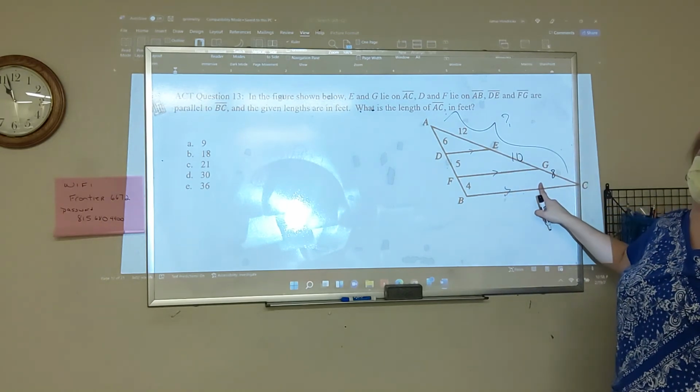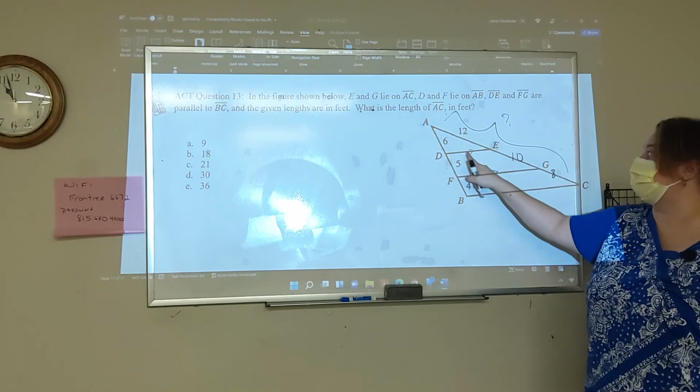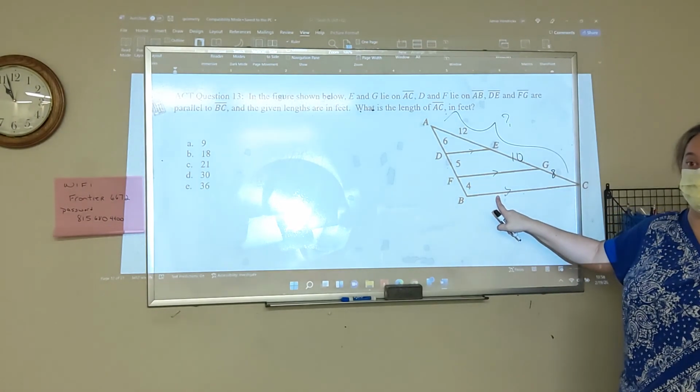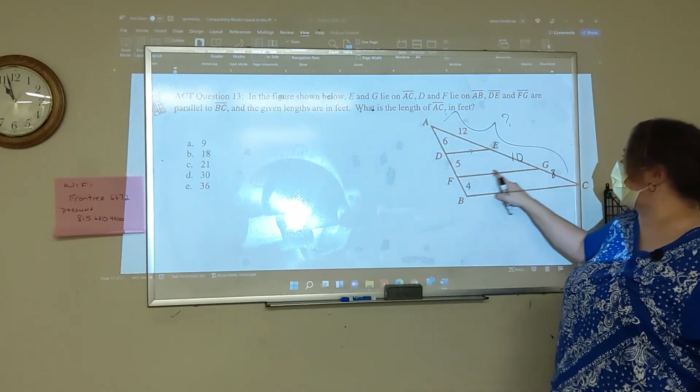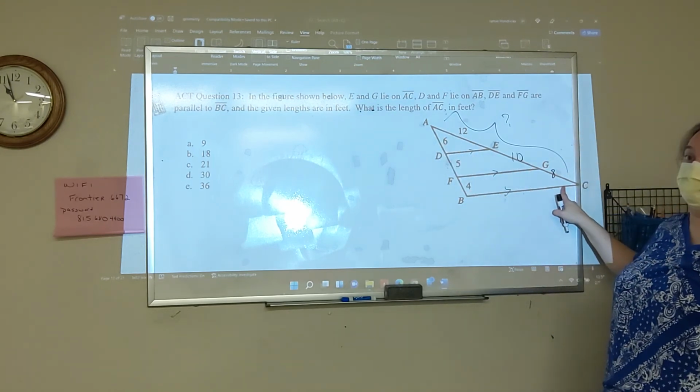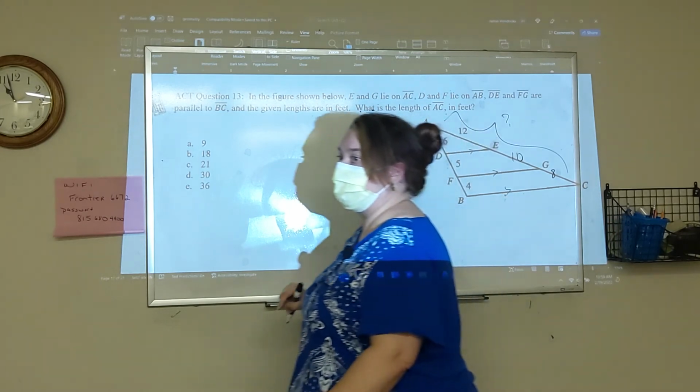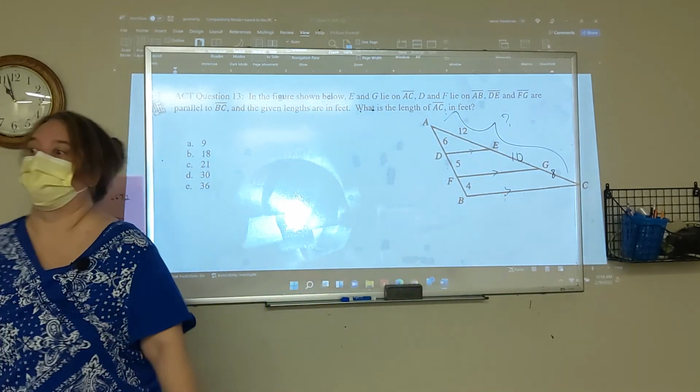No, the segments are not. However, your segments will be in proportion as well because all of these are parallel. You do have 3 triangles. They're just hidden in here. So if your triangles are proportional, your segments are proportional.